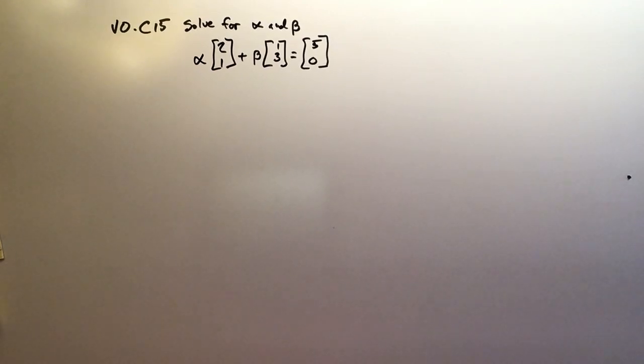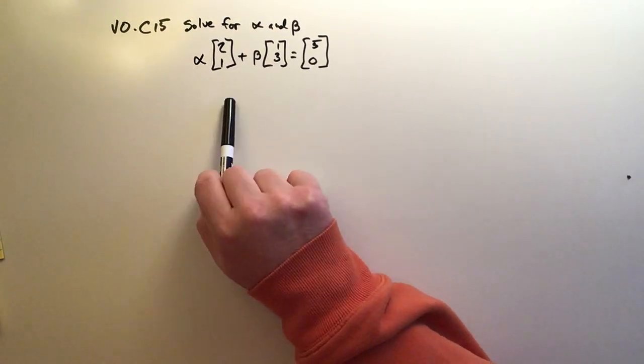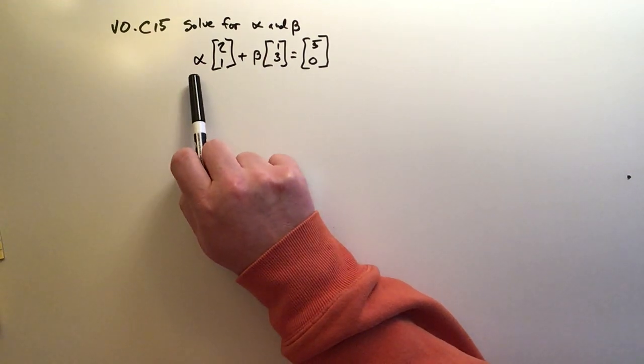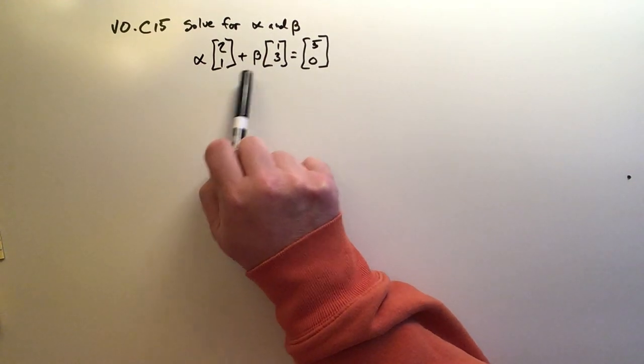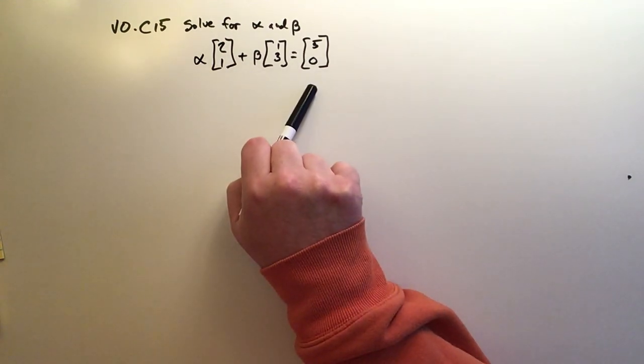Okay, this is sample VO.C15. VO is vector operations, so what we're going to be doing is a vector operations question. The question is to solve for the coefficients alpha and beta, and those are coefficients of these two vectors such that this vector equation is true.